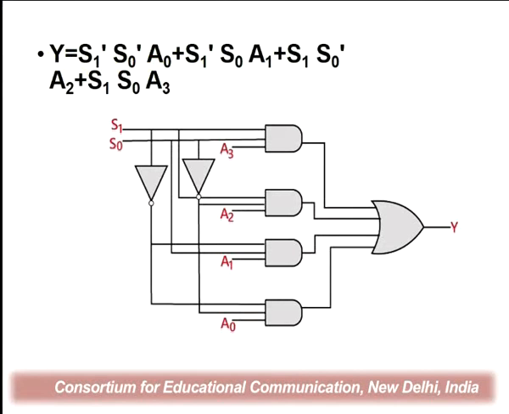Similarly, the expression has been represented by this logical circuit. Basis the expression that was given to us, we have the corresponding AND gates, inverters and an OR gate being used. A very simplified form. You see 2 inputs S1 and S0, 4 inputs A3, A2, A1 and A0, each going into the respective inverter or the AND, and the output coming out as Y out of this OR gate.